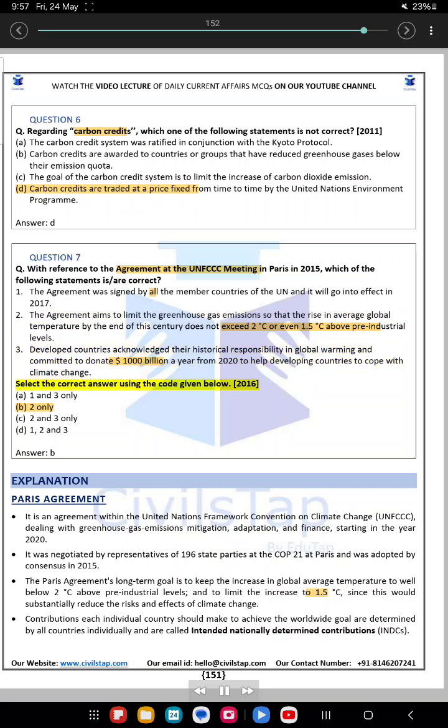Select the correct answer using the code given below. 2016. A, 1 and 3 only. B, 2 only. C, 2 and 3 only. D, 1, 2 and 3. Answer, B.